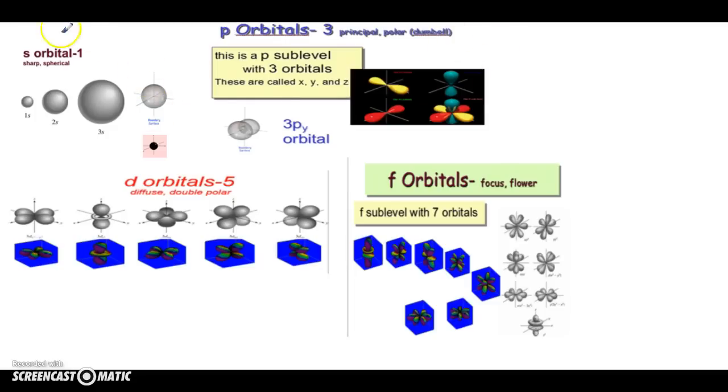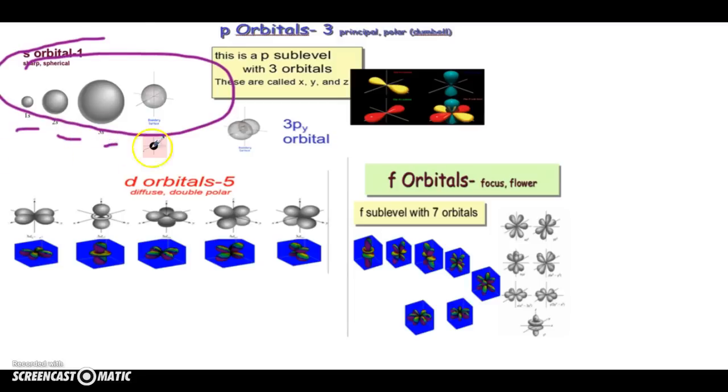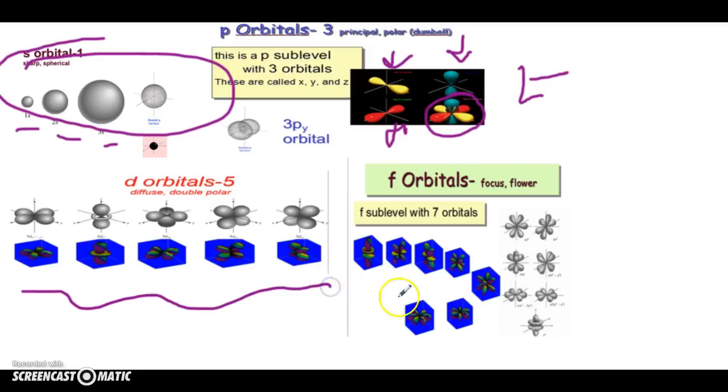Here are just some visuals. Right here we have our S: 1s, 2s, 3s. The bigger that principal quantum number, the larger the orbital and the higher the energy. And P right there. I always like this visual because you can see the px, py, pz, and then you can see it all together. So those would be P. Then D's get more complicated, and of course F's get really complicated, but these are nice visuals.